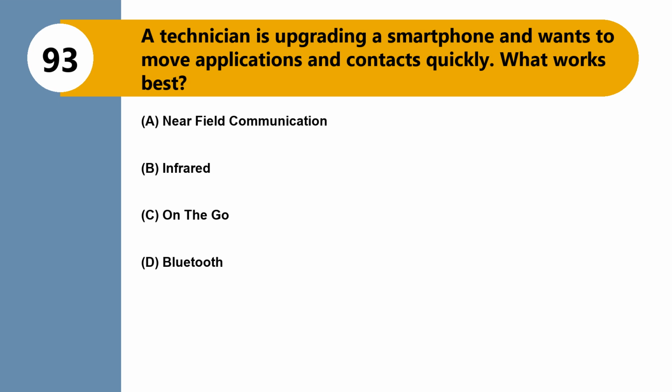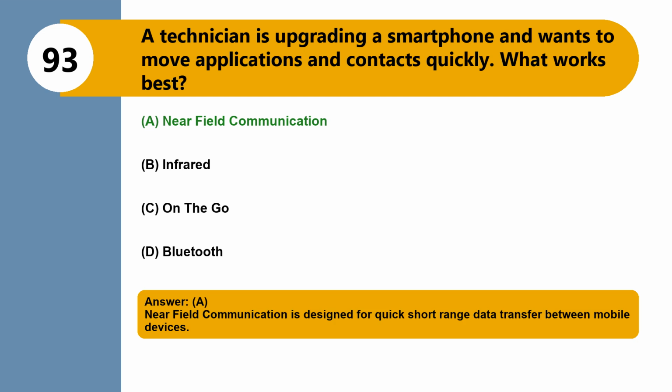Question 93. A technician is upgrading a smartphone and wants to move applications and contacts quickly. What works best? Option A, near-field communication. Option B, infrared. Option C, on the go. Option D, Bluetooth. The correct answer is option A, near-field communication. Near-field communication is designed for quick short-range data transfer between mobile devices.